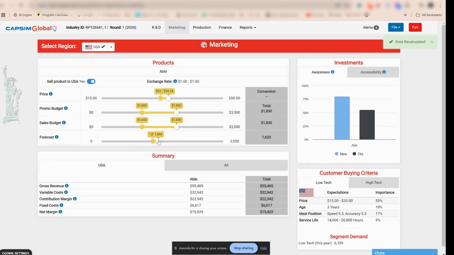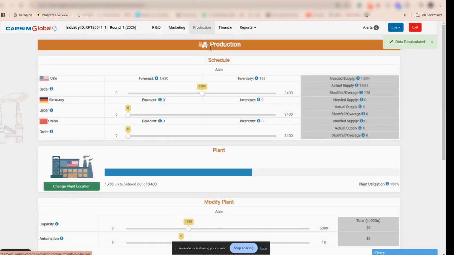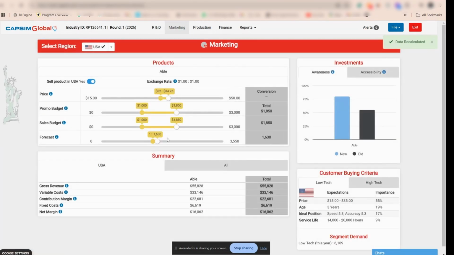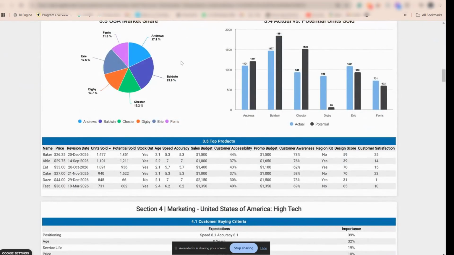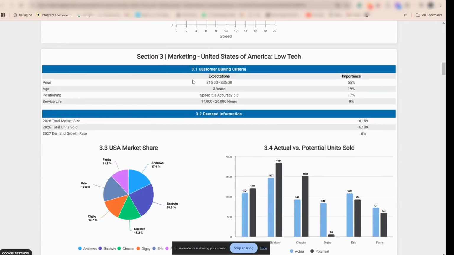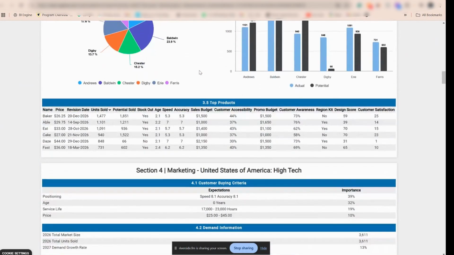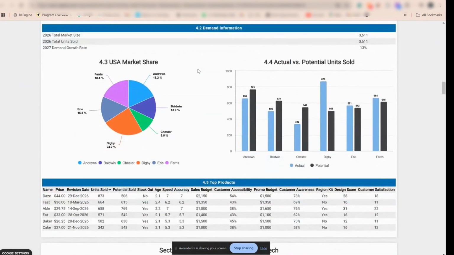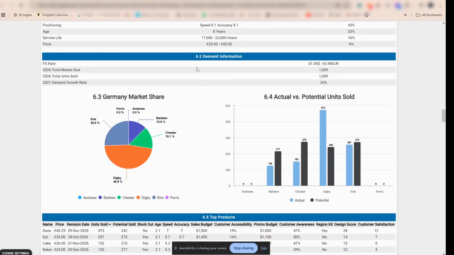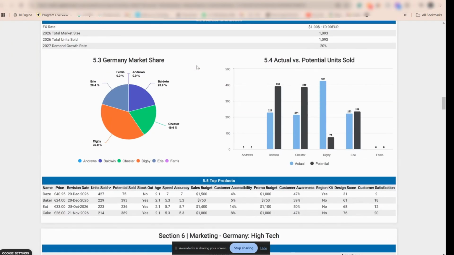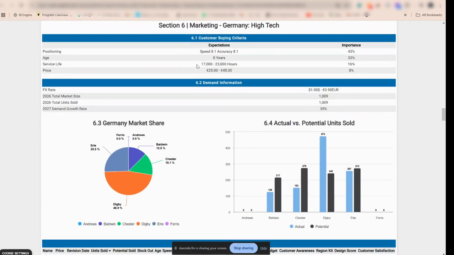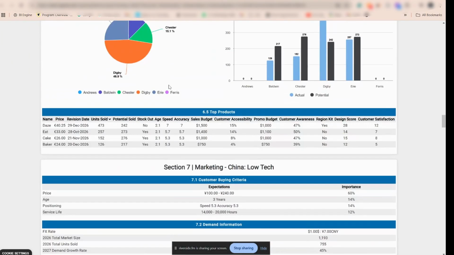But I'll tell you what we'll do. We'll leave it at this for now. I'm going to come back to this and show you why I'm going to move this even further. Right? So, okay, why would I move it further? I'll tell you. This is where you begin to act. Now, if I go to the practice round, this is only the US market. We don't have Germany and China yet, right?